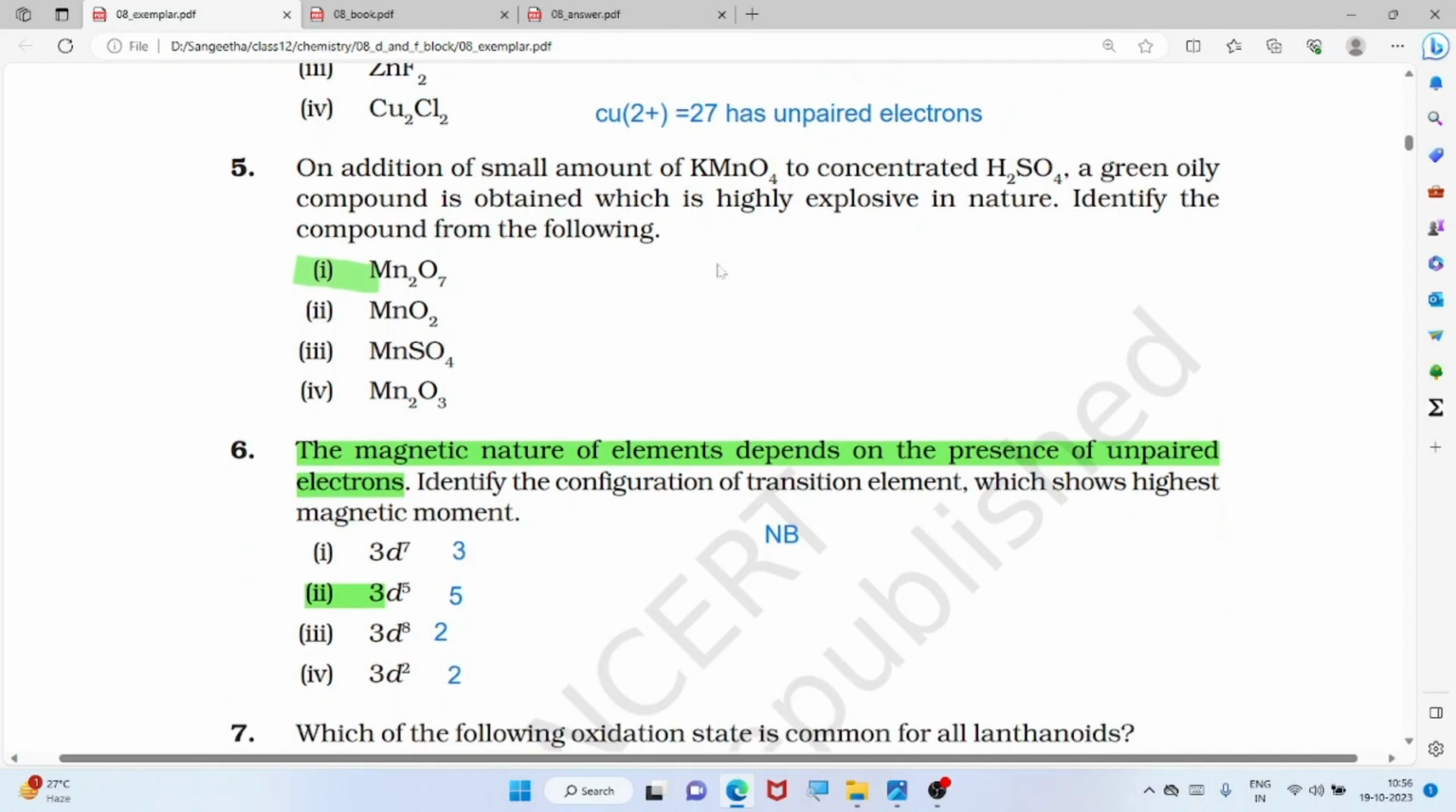Addition of a small amount of KMnO4 to concentrated H2SO4 gives a green oily compound, which is highly explosive in nature. Identify the compound only. Okay, this is the compound. You can go through that book.